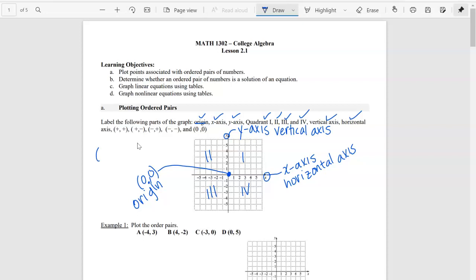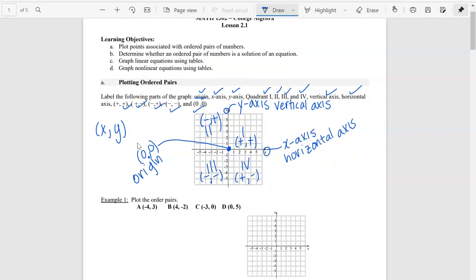So your ordered pair is always going to be x and y. X is always going to be in the front, y is always going to be second. So in the first quadrant, x and y are going to be positive. In the second quadrant, x is going to be negative, y is going to be positive. The third quadrant, x and y are both negative. And in the fourth quadrant, x is positive and y is negative.